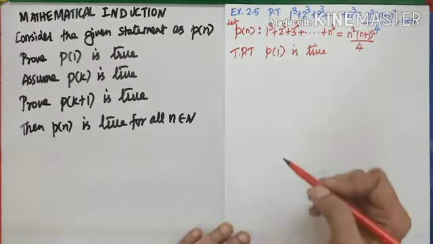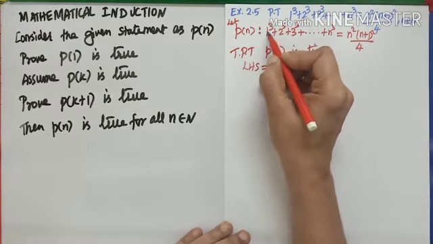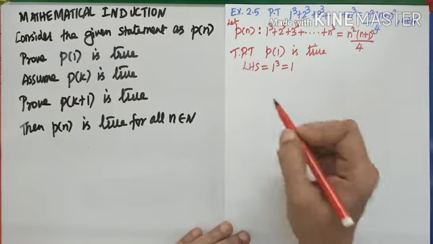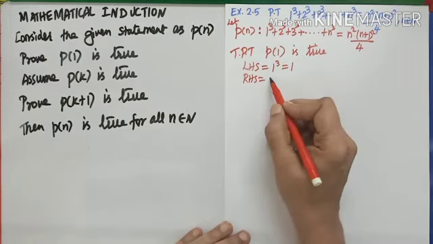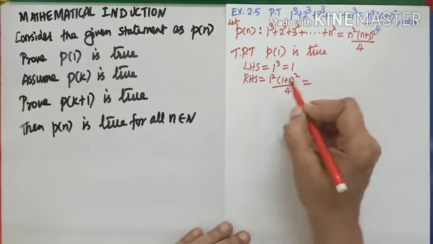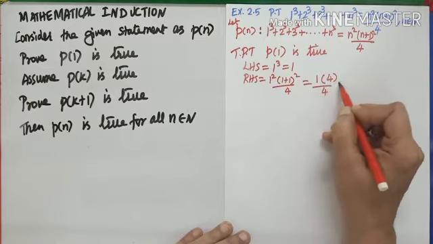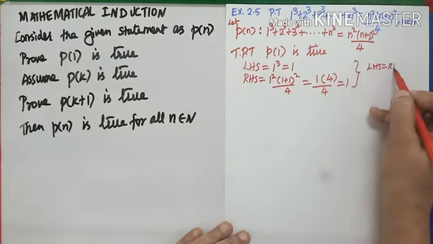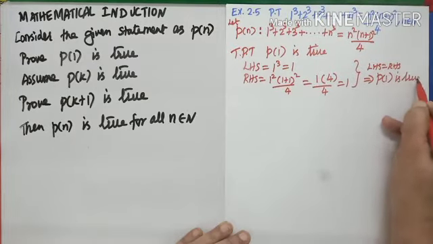To prove that P of 1 is true, LHS, P of 1 tells me only the first term, 1 cube. 1 into 1 into 1, that is 1. RHS, wherever n is coming, put 1. So 1 square, 1 plus 1 the whole square by 4. 1 square is 1, 1 plus 1 is 2, 2 square is 4 by 4, which is 1. So this tells me LHS equal to RHS, implies P of 1 is true.